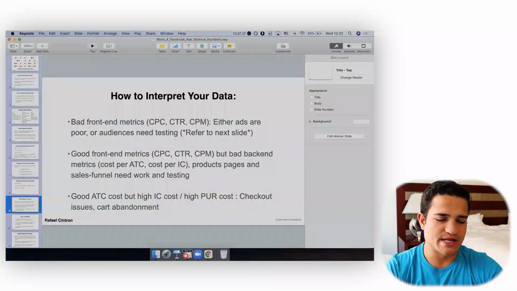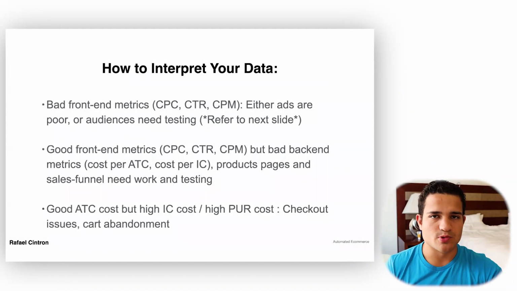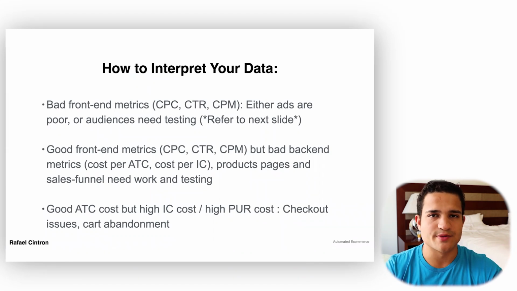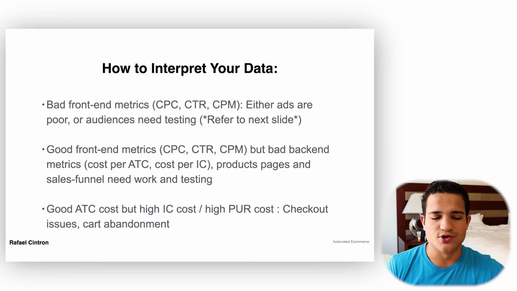So how to interpret your data. Bad front-end metrics, what we call front-end and back-end. Front-end is CPC, CTR, and CPM. Remember I said CPC needs to be around $1, CTR needs to be around 2%, CPM needs to be around 25 bucks. Either your ads are poor or audiences need testing if these metrics are not met. So let's say your CPC is like $6, $10. Obviously it's a lot different than $1. So we have to figure out what is bad here. Either your ad or your audience. One of those two. I'm gonna tell you in the next slide which one of those two it is.